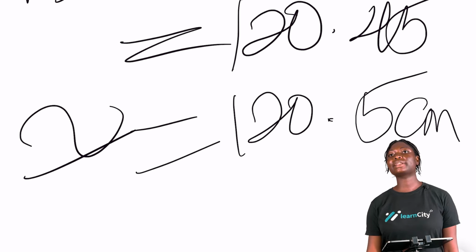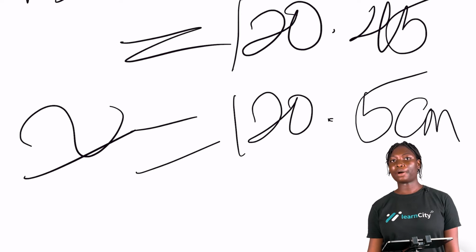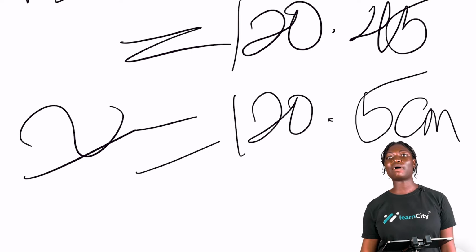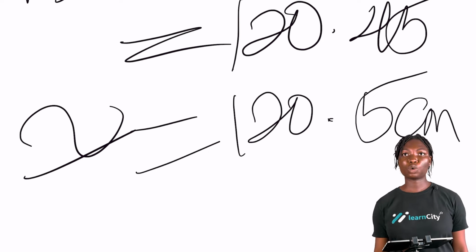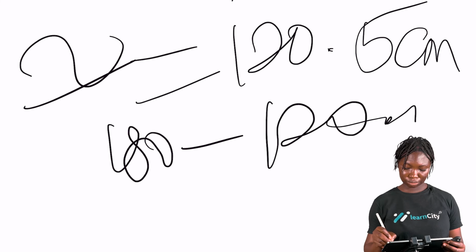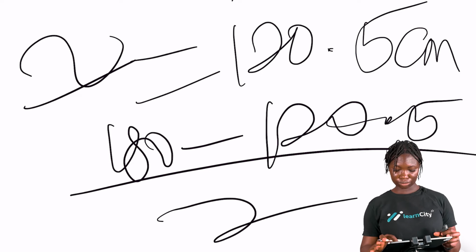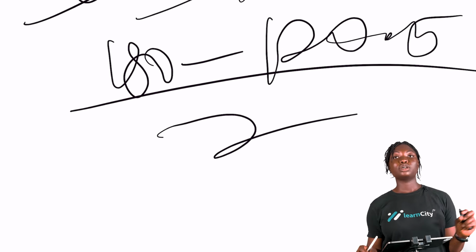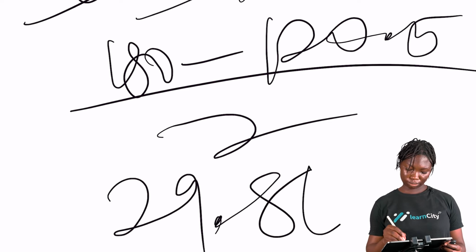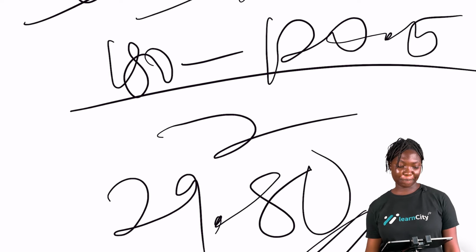Now we are to find our SPR. So we have 180 minus 120.5, which is the sum of our SPR and SRP, divided by 2. We then have this to be 29.80 degrees.